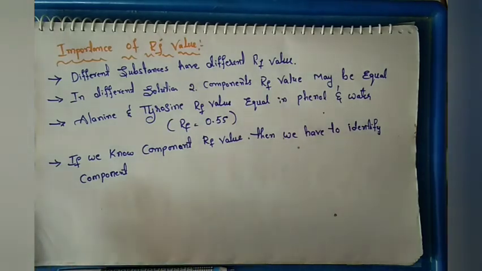Next one, in different solutions, two components' RF values may be equal. For example, alanine and tyrosine have equal RF value in phenol and water. The RF value is equal to 0.55. Last one, if we know the component's RF value, then we can identify the component.